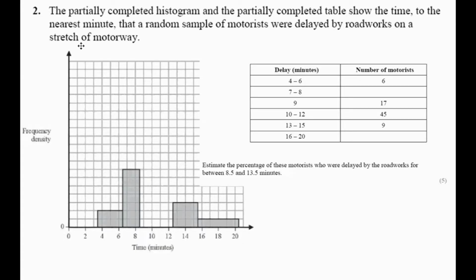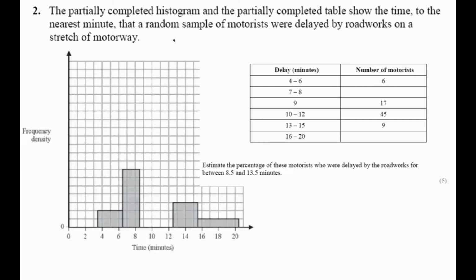Question 2. The partially completed histogram and the partially completed table show the time to the nearest minute that a random sample of motorists were delayed by roadworks on a stretch of motorway. The actual question here says estimate the percentage of these motorists who were delayed by the roadworks for between 8.5 and 13.5 minutes. Okay, so for us to find that percentage, we're actually going to need to know the total number of motorists that are involved. At the moment, there are 2 gaps that we're going to need to fill. So here and here, we need to find those values.